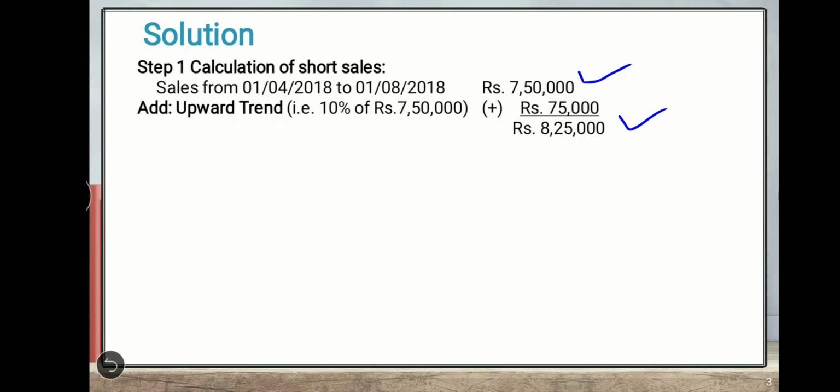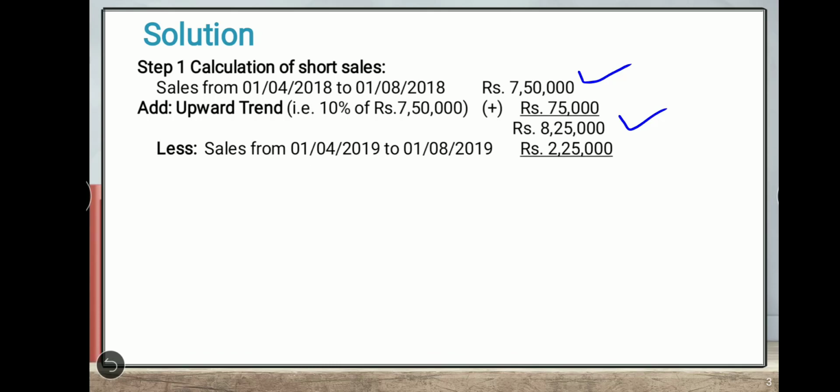Now we have to deduct the sales for the dislocation period in the current year. So less sales for 1st April 2019 to 1st August 2019, which is 2,25,000. So 8,25,000 minus 2,25,000 is equal to 6 lakh. So this is our short sales.